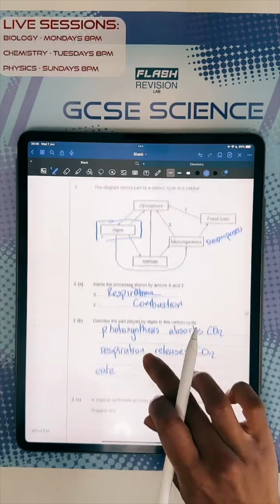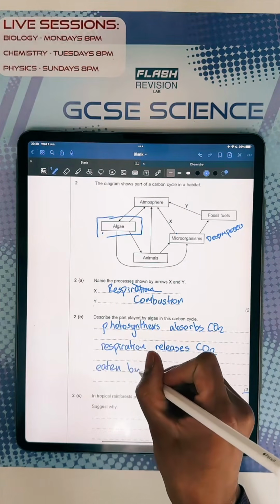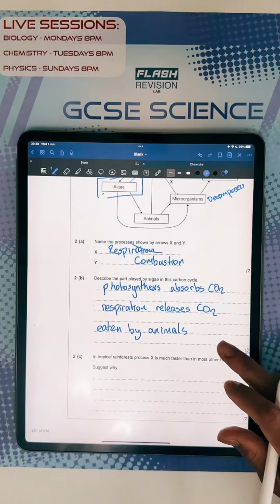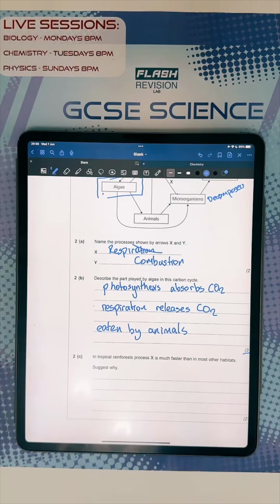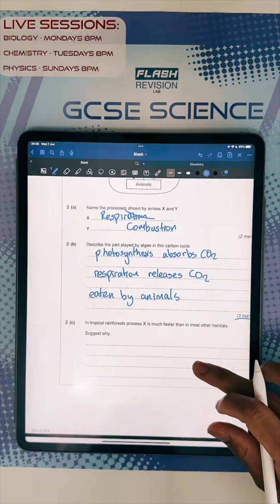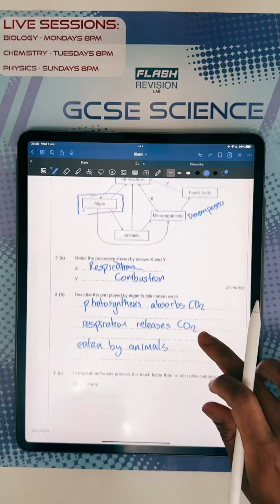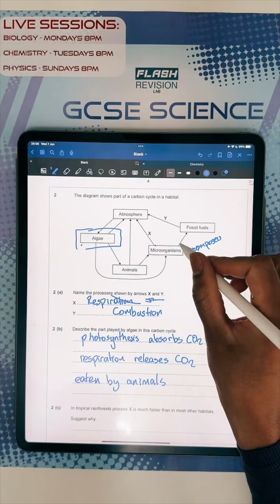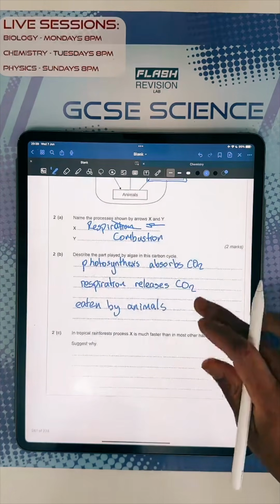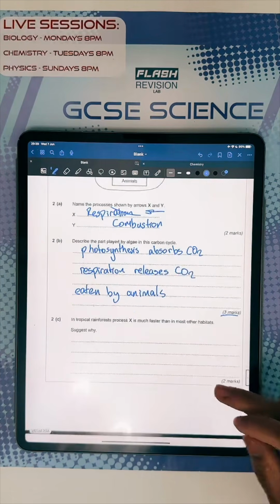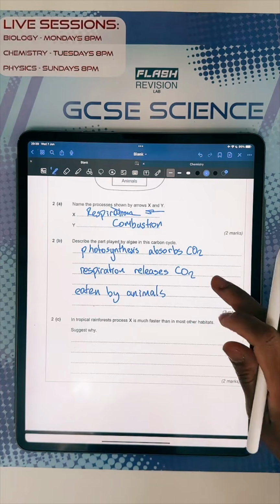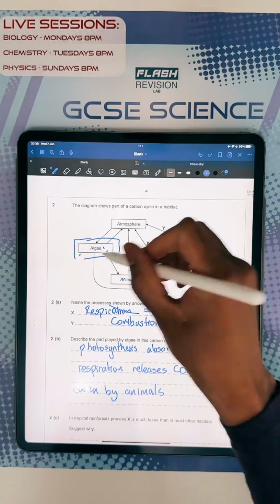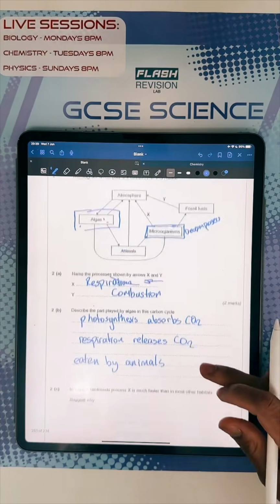So going to animals, we can say eaten by animals. Does everyone understand? Can plants decompose? Yes, they definitely do. Once a plant dies, they decompose. In tropical rainforest, process X is much faster than in most other habitats. So they're talking about process X, that's respiration of microorganisms. Why would that be much faster in a rainforest, do you think? Did not get the last point. Eaten by animals. The arrow here, the carbon goes to animals because the algae, the plants, would get eaten by animals. So the carbon goes into the animals.